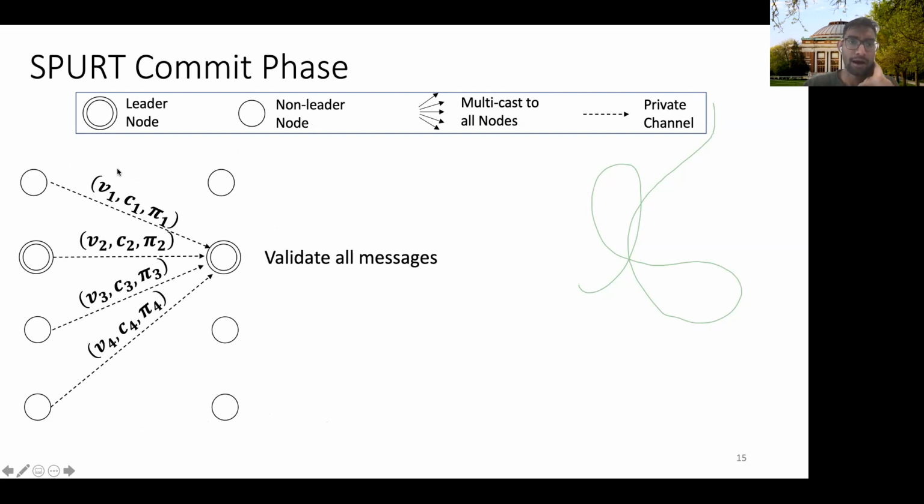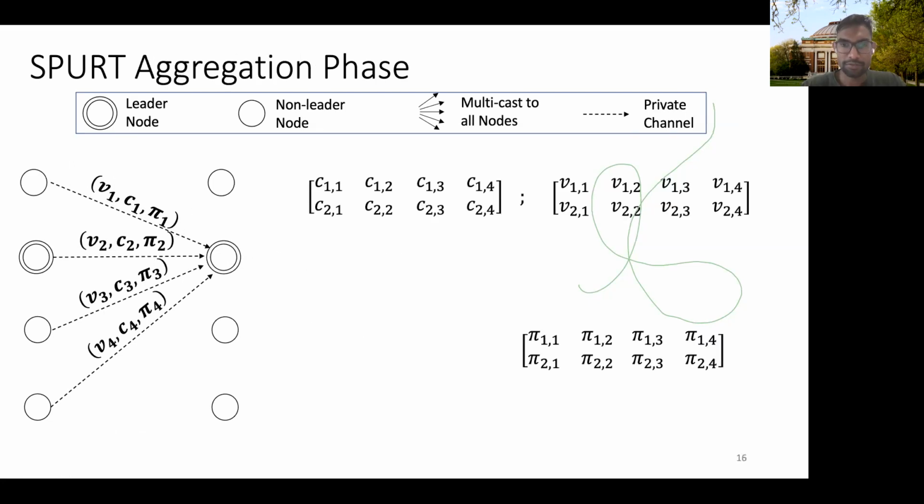The leader, upon receiving all the vectors, will validate that these are indeed correct PVSS shares. The leader can do so because we are using a publicly verifiable secret sharing scheme, so the leader can validate for others as well. Once the leader validates t+1 PVSS vectors, let's say here t+1 is 2 because we are operating with 4 nodes, so t can be at most 1, the validated messages will look like this.